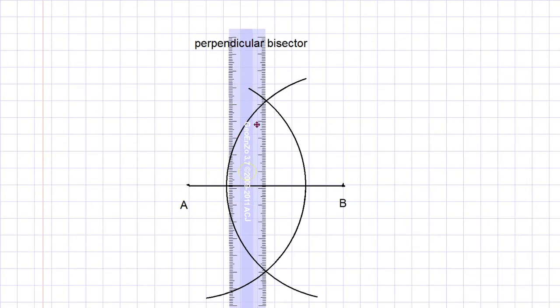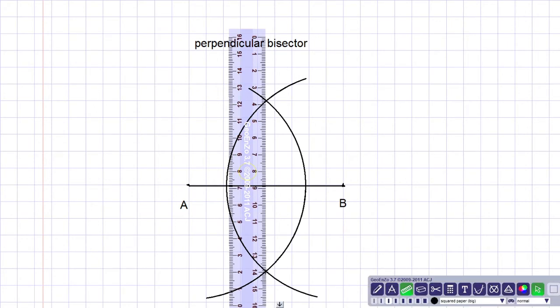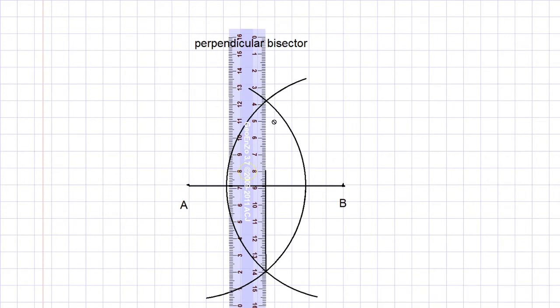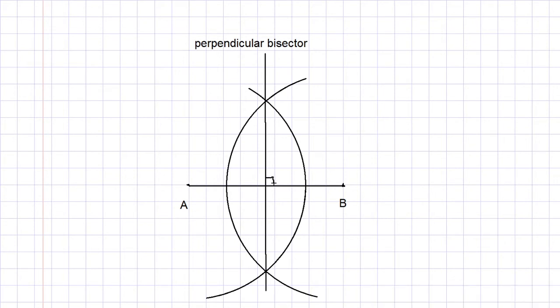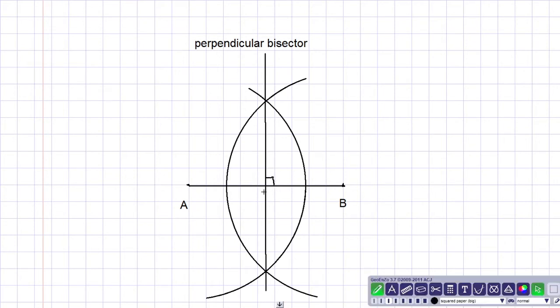Why do we say perpendicular? We say it is perpendicular because it makes a 90-degree angle here. Here the angle is 90 degrees. Therefore it is called perpendicular.